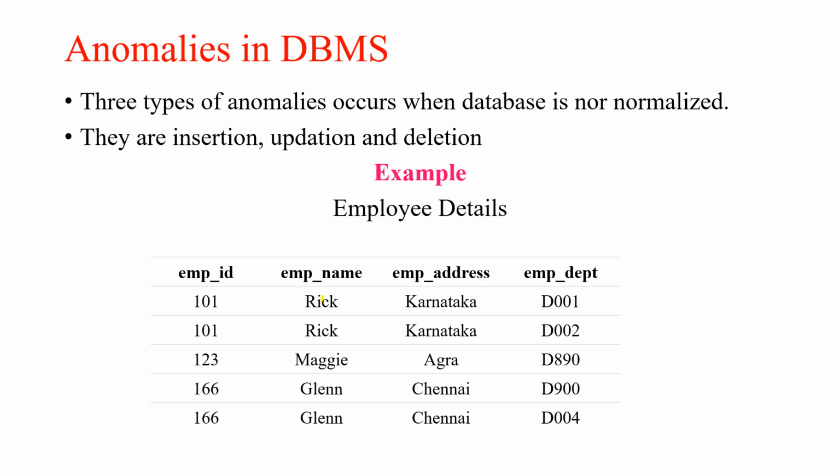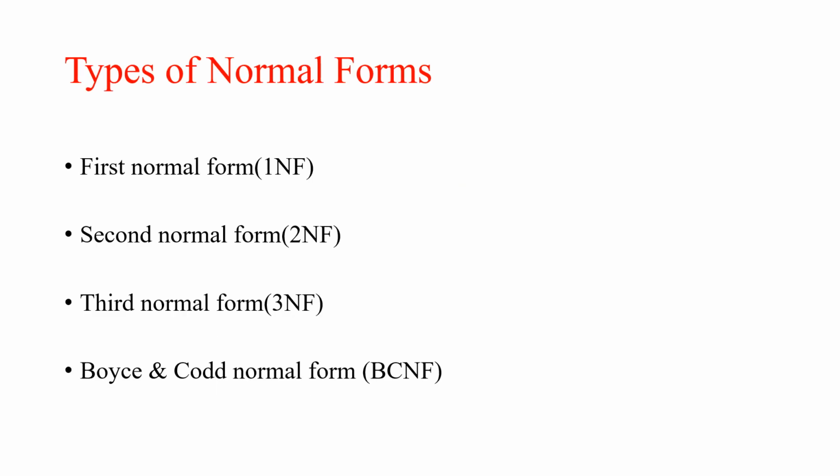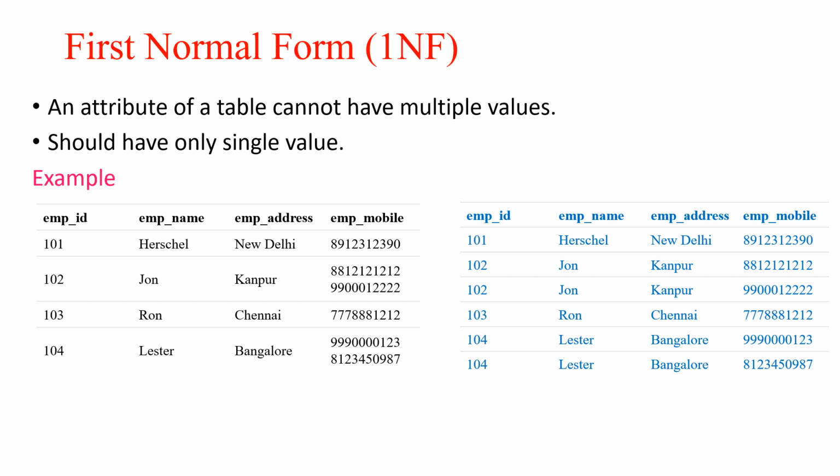We will discuss the normal forms. The different types of normal forms are first normal form, second normal form, third normal form and Boyce-Codd normal form. The first normal form. A table is said to be in first normal form if an attribute of a column in a table cannot hold multiple values; it should have only single values.